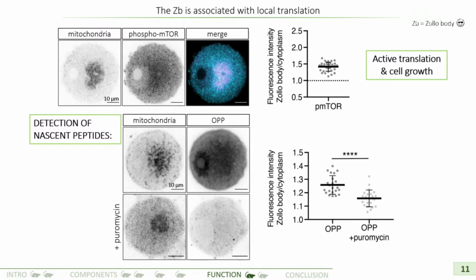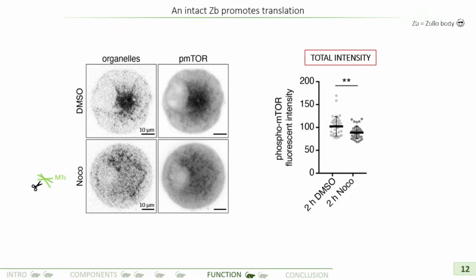I also used the commercial OPP kit, as we saw before. This kit uses a puromycin analog to fluorescently label nascent peptides, so it gives us an idea of local active translation. And once again, we have a positive staining in the Zollo body region. This positive staining disappears if I pre-treat the oocytes with puromycin to prevent translation, so it seems to be quite specific. What's more interesting is that if I depolymerize microtubules to dissolve the Zollo body, the overall levels of phosphorylated mTOR, so the active mTOR, significantly decrease, meaning that the Zollo body seems to have to be intact in order to promote translation. So very cool, we have active translation.